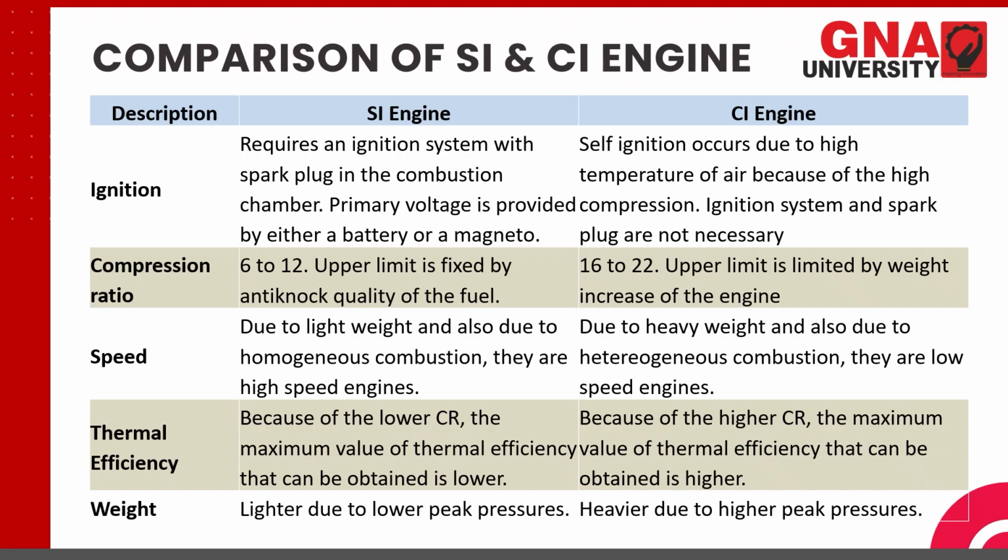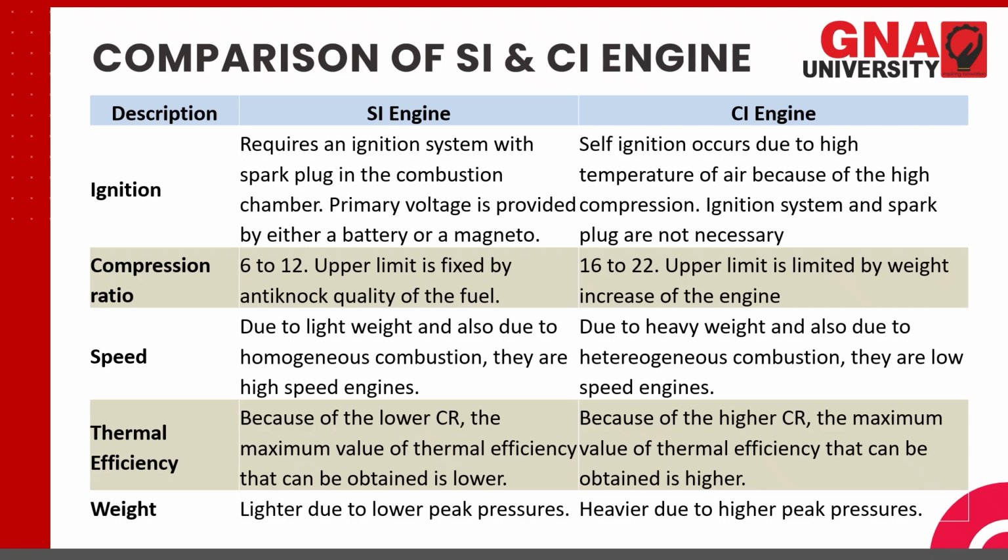Then according to the speed of the engine, SI engines are lightweight, and also homogeneous combustion takes place because the mixture is prepared inside the carburetor, so they are high speed engines. Whereas CI engines, due to their high compression ratio, are heavyweight, and also due to their heterogeneous combustion, they are low speed engines.